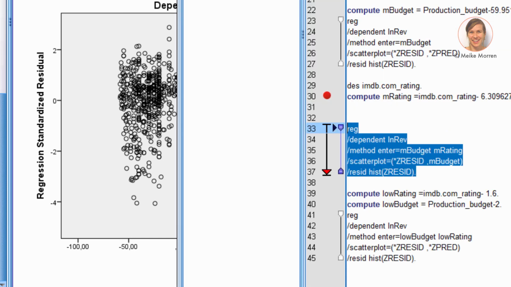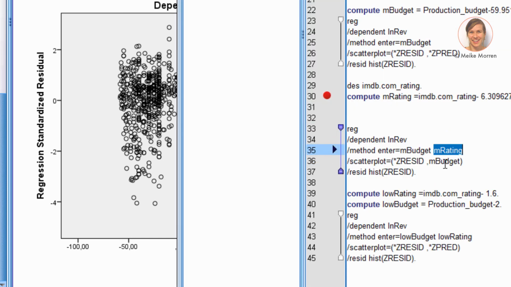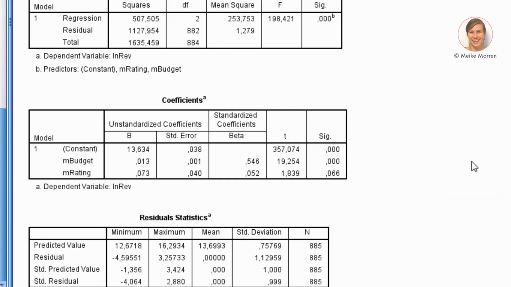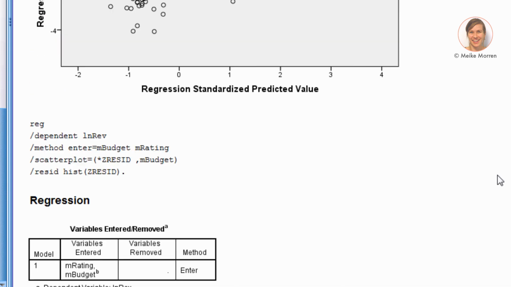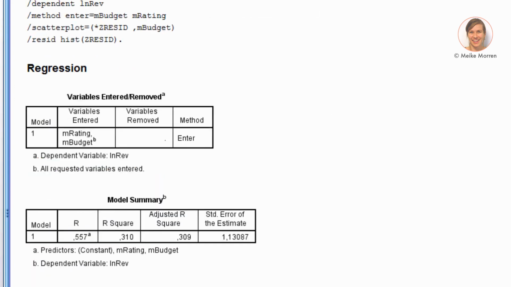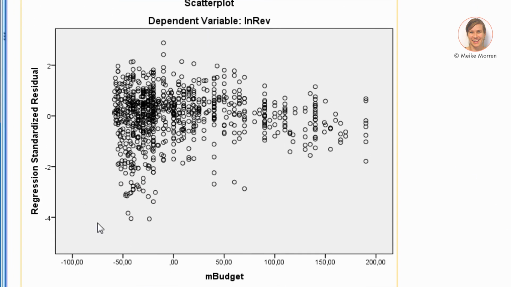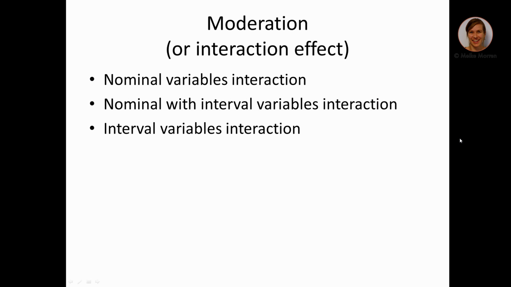Now let's see if we see a similar picture for rating. So here you see that for rating this is actually not the case. So here we see a cloud. So basically for different levels of rating, the residual is not really different. Yeah, the variance is relatively the same. So now we know that the heteroscedasticity that was shown in the first graph with the predicted value is completely caused by the budget. So please go to my next video to hear more about moderation and mediation.